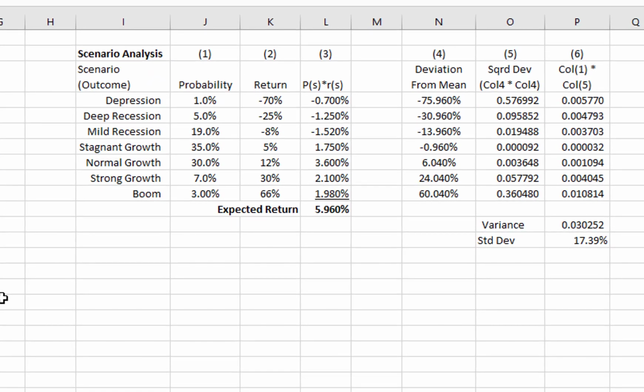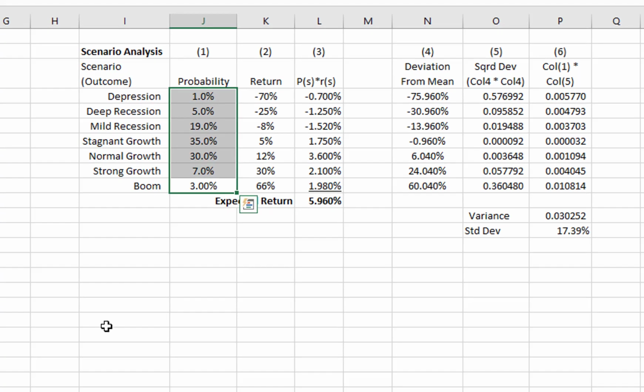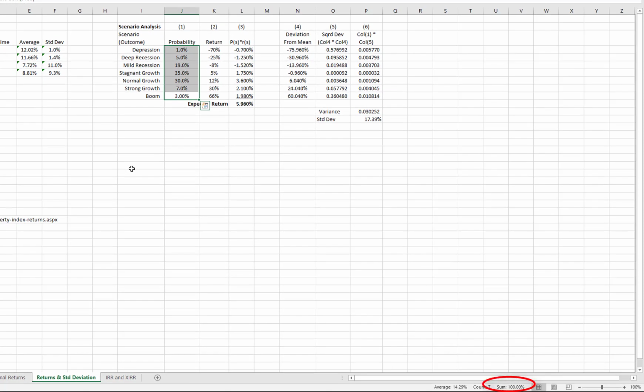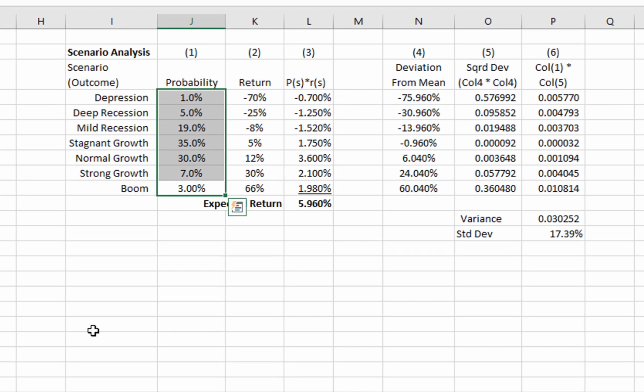Slightly more complicated is this thing over here called the scenario analysis, and this would be where I think about some possible states of the economy, some things that might happen over the course of the next year, let's say, and I assign some probabilities to those. Obviously my probabilities need to add up to 100%. If I look down here at the sum of all those cells I highlighted, it indeed equals 100%. And in fact, I set up this cell to force my total to be 100%. You can study this at your leisure.